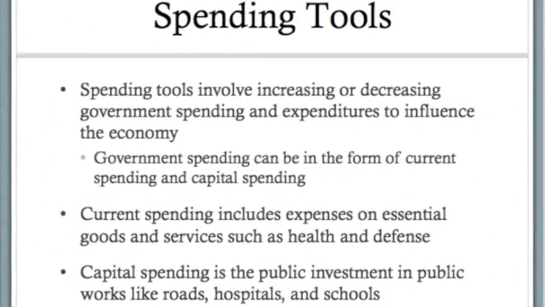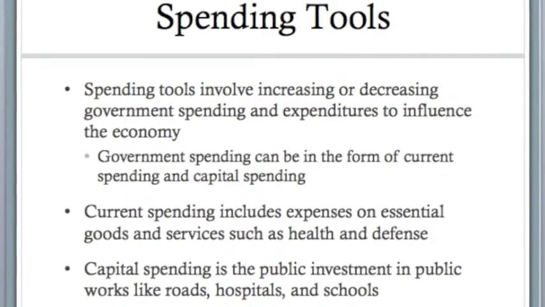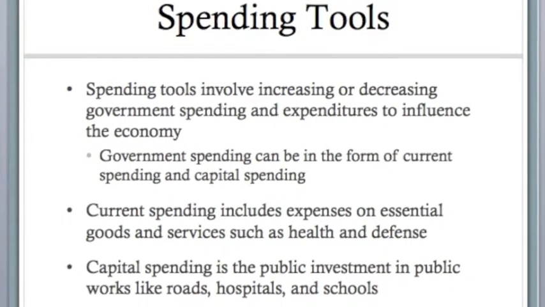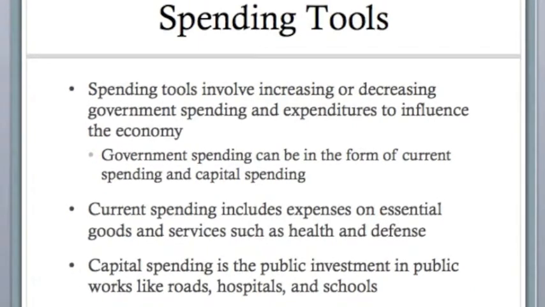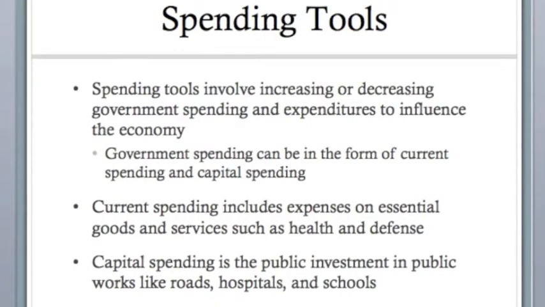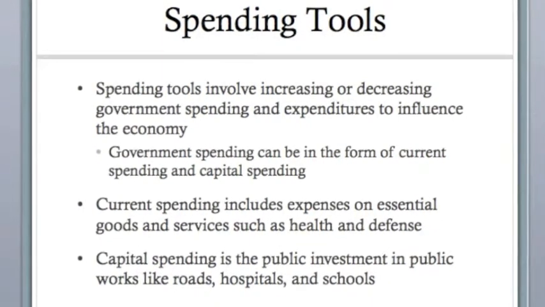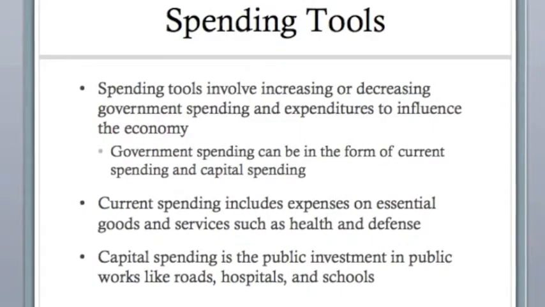Spending tools. Spending tools involve increasing or decreasing government spending and expenditures to influence the economy. Government spending can be in the form of current spending and capital spending. Current spending includes expenses on essential goods and services such as health and defense. Capital spending is the public investment in public works like roads, hospitals, and schools.